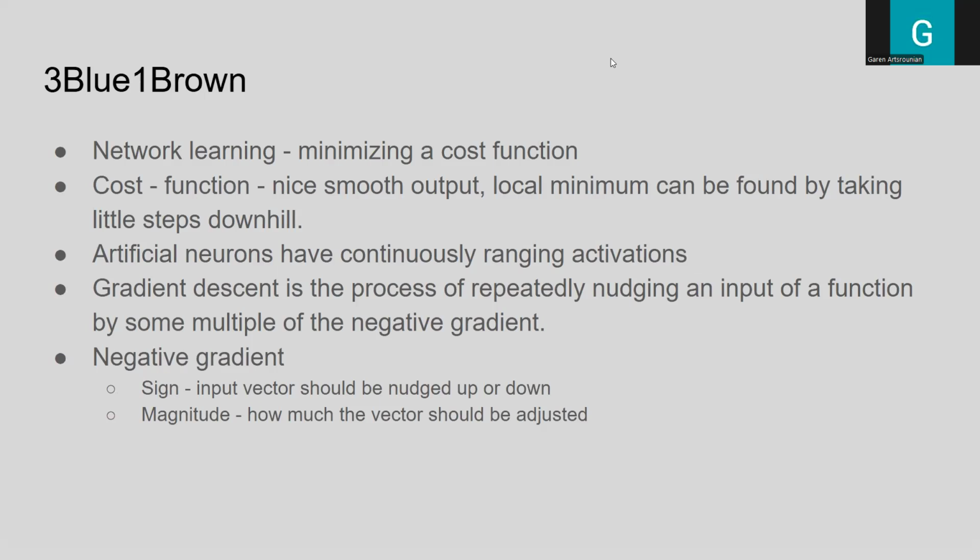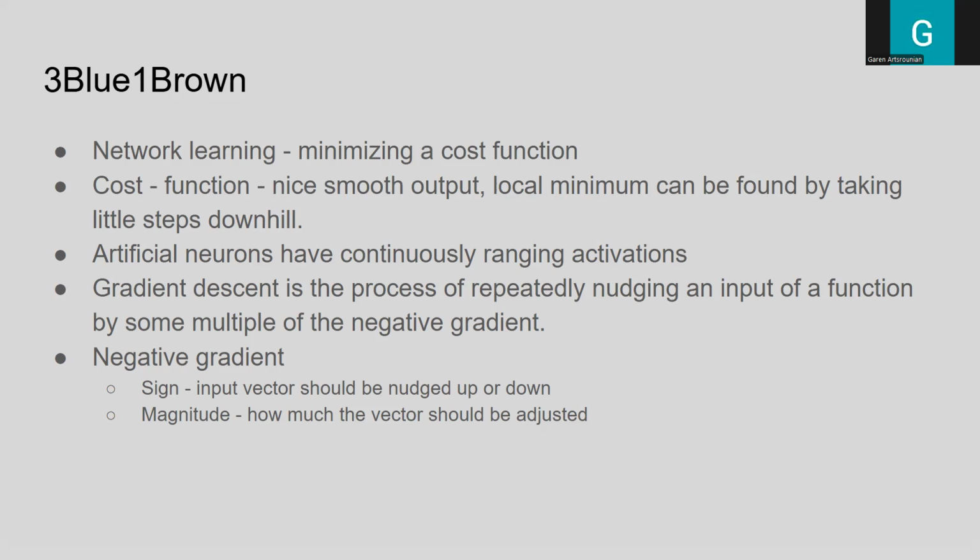So, 3Blue1Brown's video is pretty interesting. The cost function measures how well a neural network is performing. It quantifies the difference between the predicted output and the actual target output. Essentially, a nice, smooth cost function is desirable because it allows us to find a local minimum by taking small steps downhill, essentially reducing the cost.